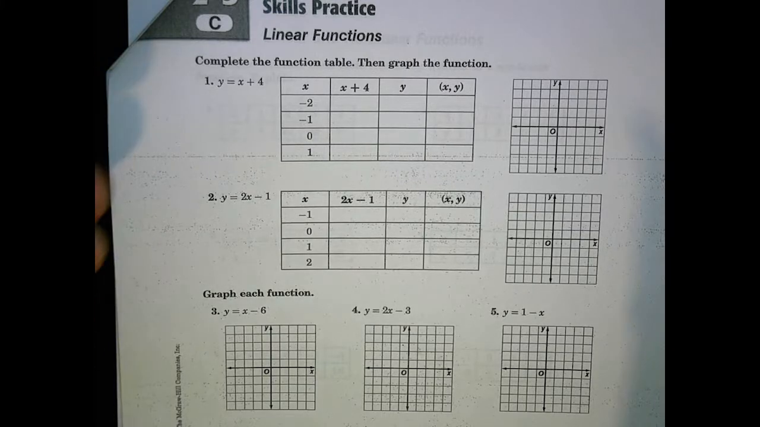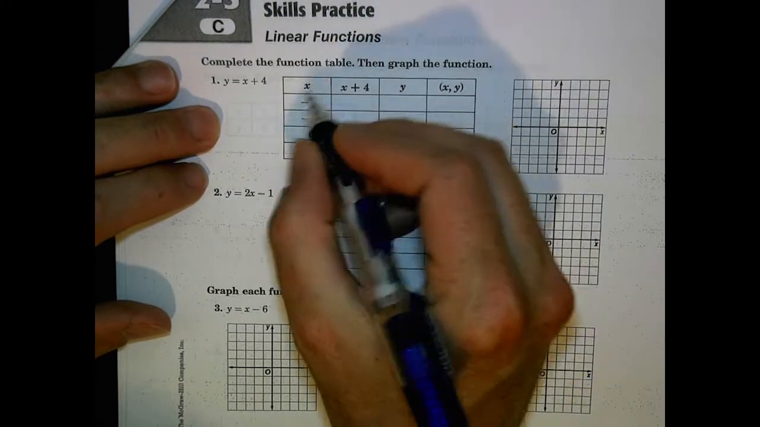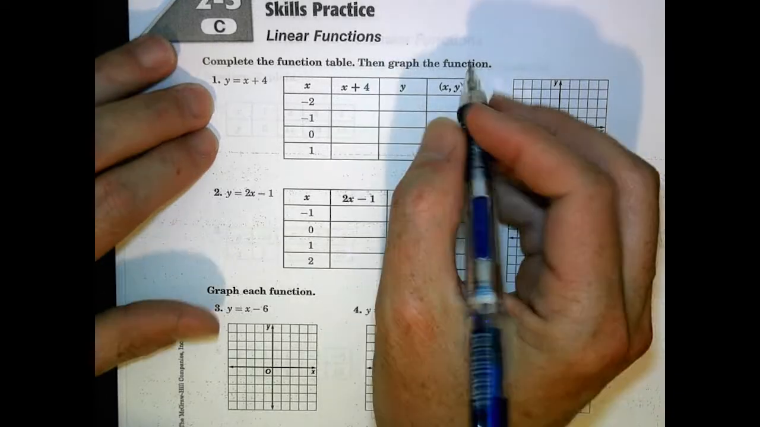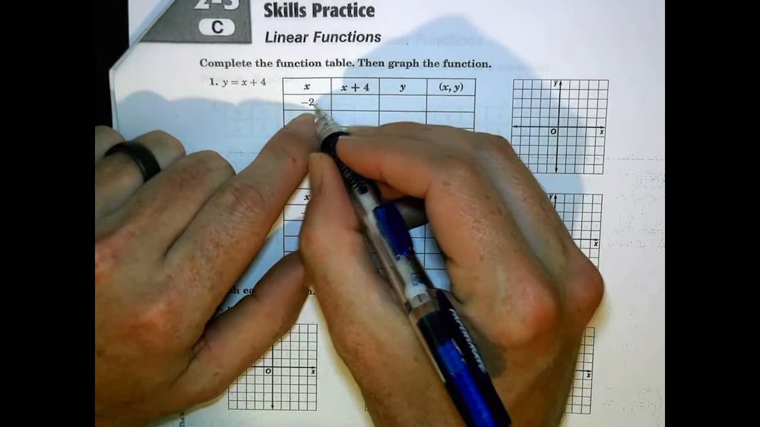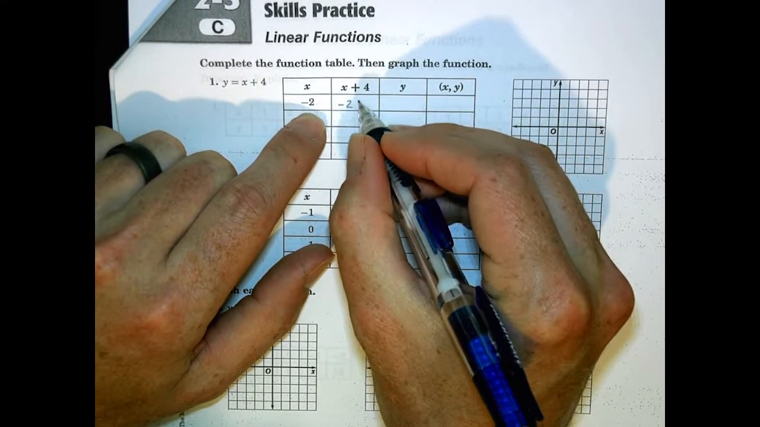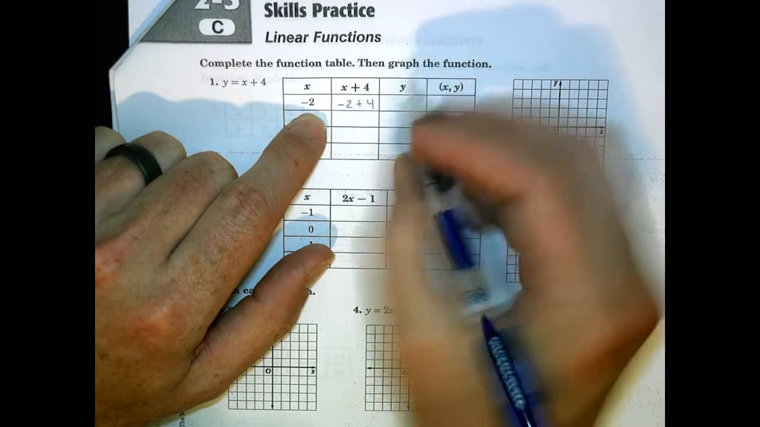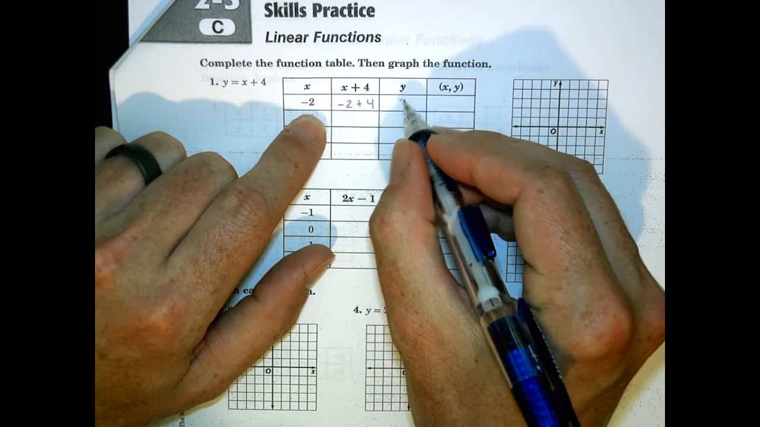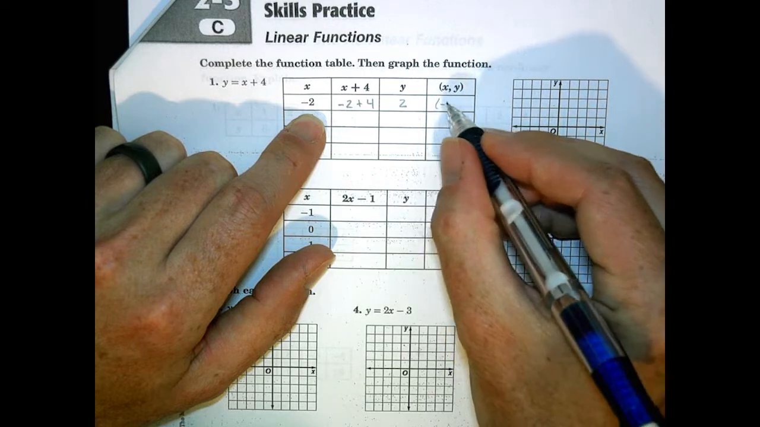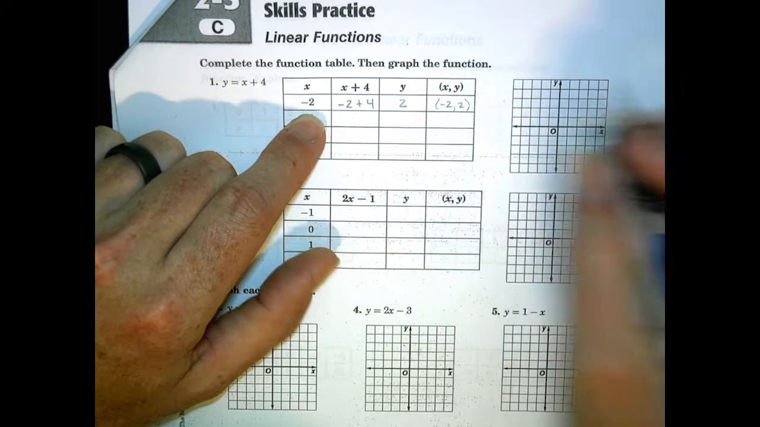Hi there, we're going to go over your homework for linear functions today. First of all, we had to complete the function table and then graph it. So let's do this here. We're going to plug -2 into the x value and add it to 4. So -2 plus 4 is a +2. So our point becomes -2, 2 for the first one.